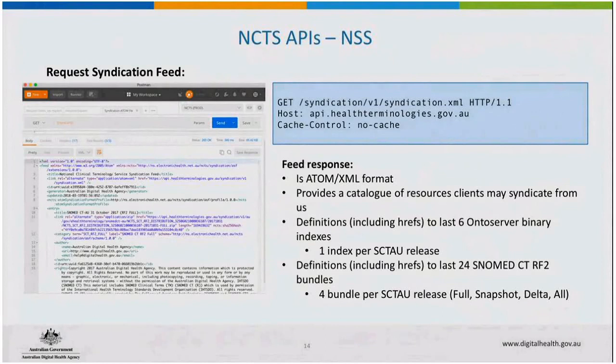Currently it returns two types of resources advertised in the feed, those being the Ontoserver binary indexes. They're used to update local Ontoserver instances. It also includes SNOMED CT RF2 bundles. That's to assist with clients to automate receiving SNOMED CT-based terminology resources.